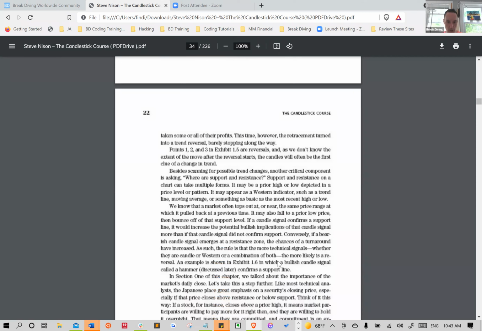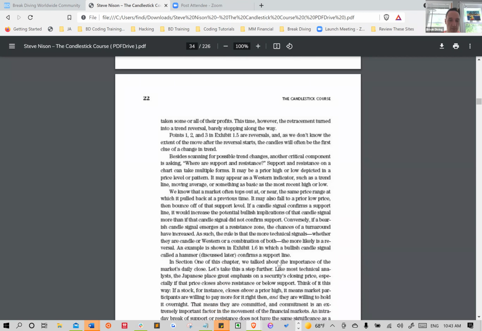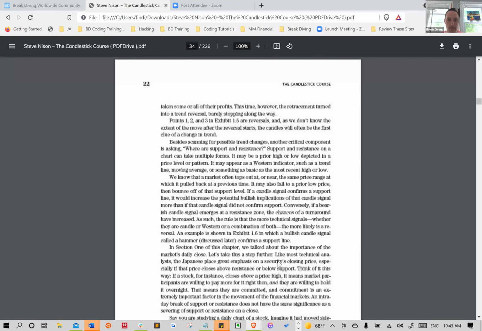We know that a market often tops out at or near the same price range at which it pulled back at a previous time. A market tops out near the price range, but it may also fall to a prior low price, then bounce off of that support level. If a candle signal confirms a support line, it would increase the potential bullish implications of that signal more than if the candle signal did not confirm support.